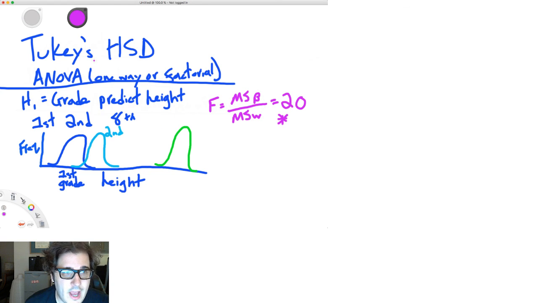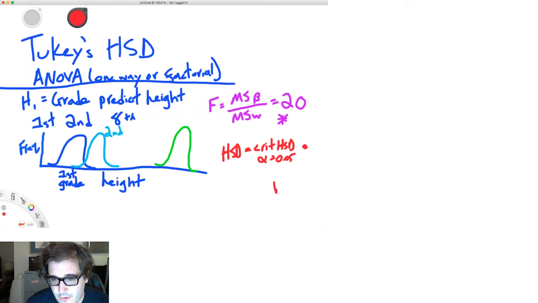So here is where you would calculate the Tukey's HSD. Remember that the Tukey's HSD is the critical value for this. So it's like crit HSD, which you get out of the book, usually at 0.05, times the square root of the mean square within divided by little n. This will give you some number.